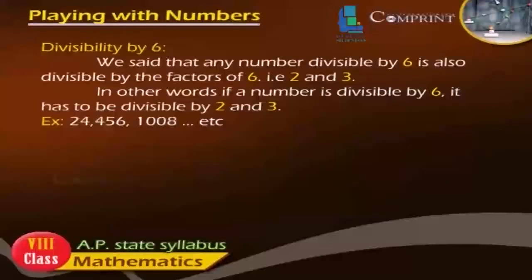Divisibility by 6. We said that any number divisible by 6 is also divisible by the factors of 6, that is 2 and 3. In other words, if a number is divisible by 6, it has to be divisible by 2 and 3. Example, 24, 456, 1008 and so on.